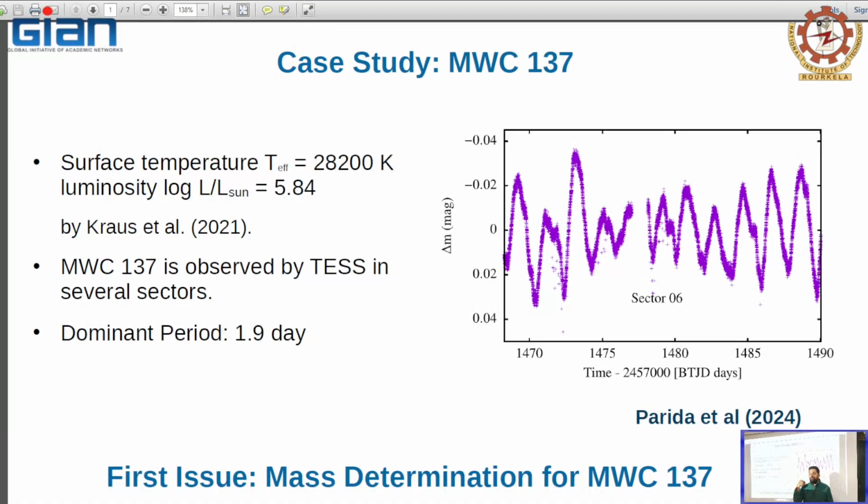Obviously, what you need to do is convert this light curve into the frequency domain and see what is the dominant frequency. Obviously, there are many frequencies, but at the moment, let's say we are interested in the dominant frequency. If you take this light curve and convert it into frequency, you will find that the dominant period associated with the frequency is 1.9 day. And we ask ourselves, can we find out what is the origin of this 1.9 day variability in this MWC 137? So how can we do that?